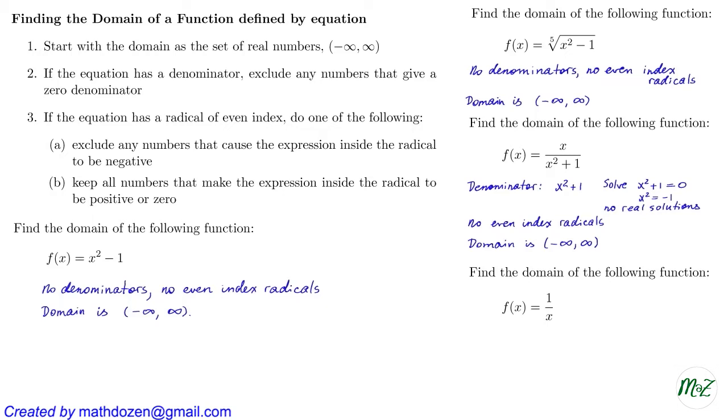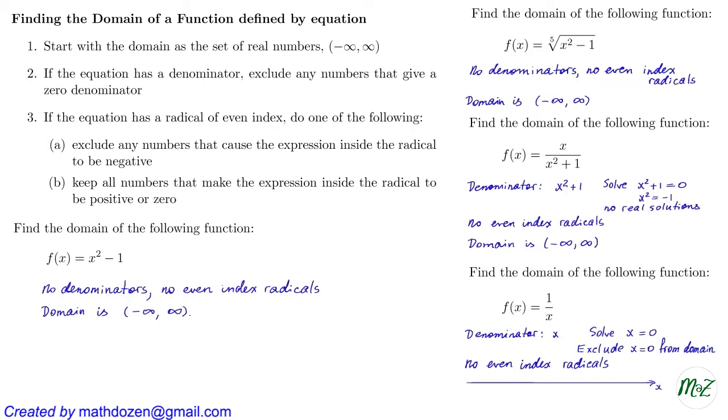Now moving on to the last function, f of x being 1 over x. There is a denominator, x is in the denominator. If we solve x equals 0, the solution is x equals 0. There is nothing really to solve in this equation. So we're going to exclude x equals 0 from the domain. And there are no radicals in this function, so there is no need to worry about those.